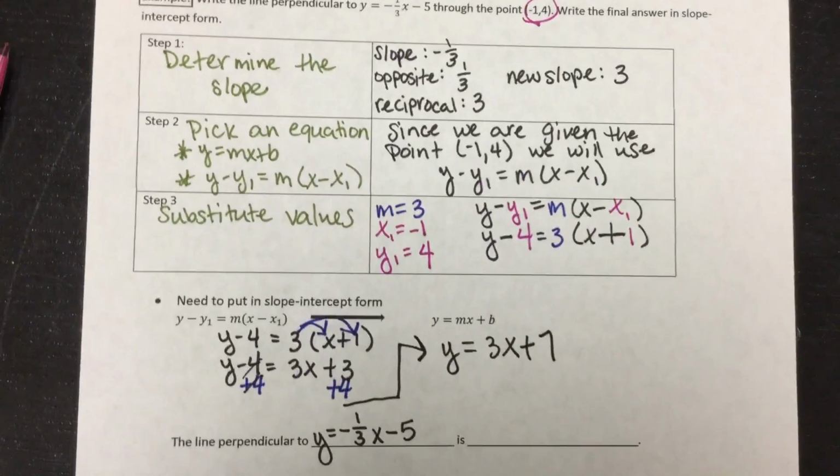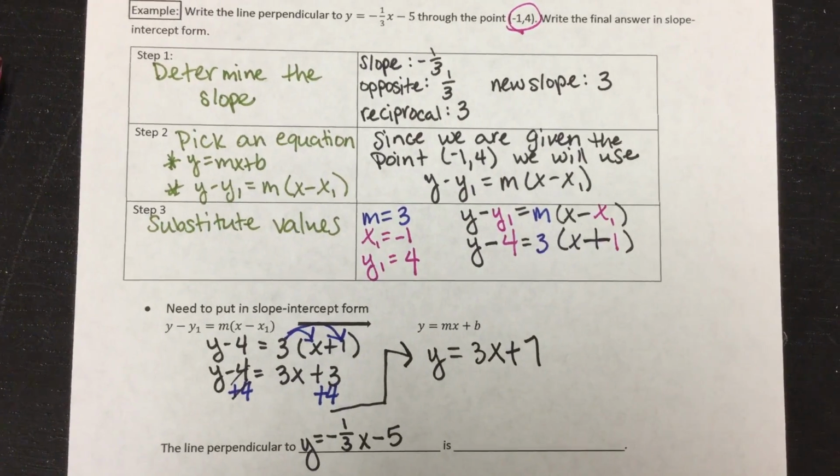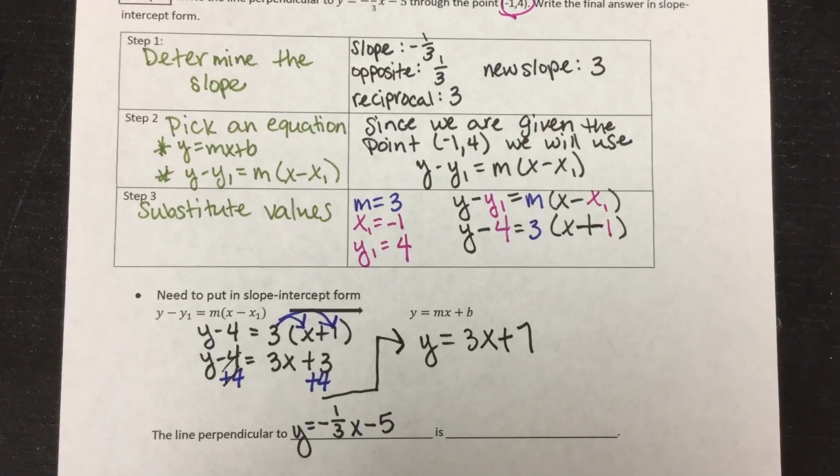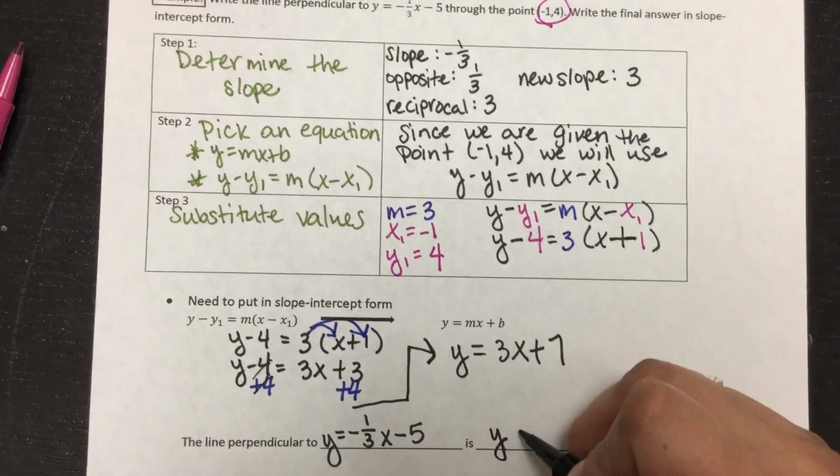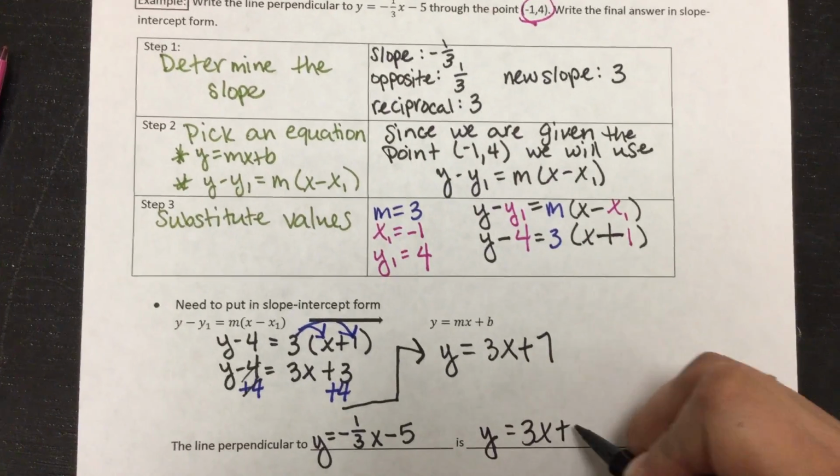So the whole point of this was that we needed to find a line perpendicular to y equals negative 1/3 x minus 5, and the line perpendicular to that is y equals 3x plus 7.